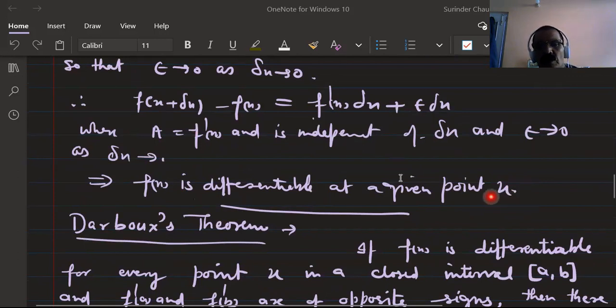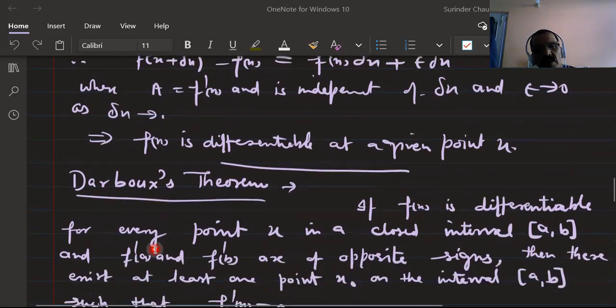If a function is differentiable at a point of the domain, then f dash is finite. If f dash is finite, then f is differentiable at that point. Both the definition from first principle and the definition we defined in this topic are equivalent. Now let's see the theorem.